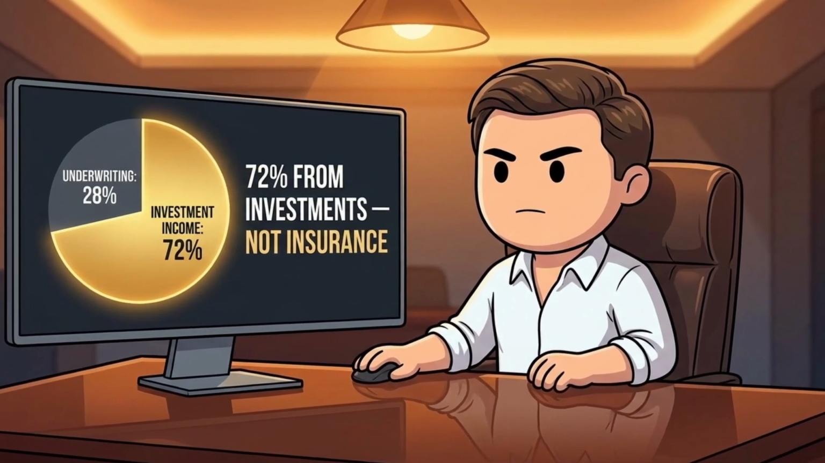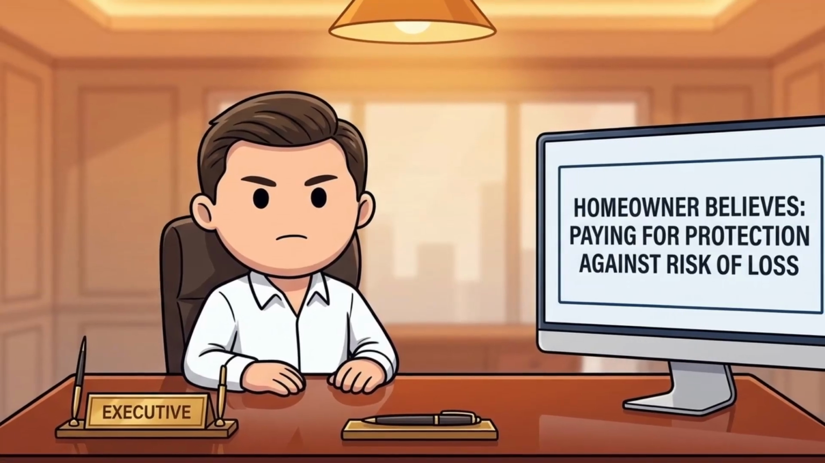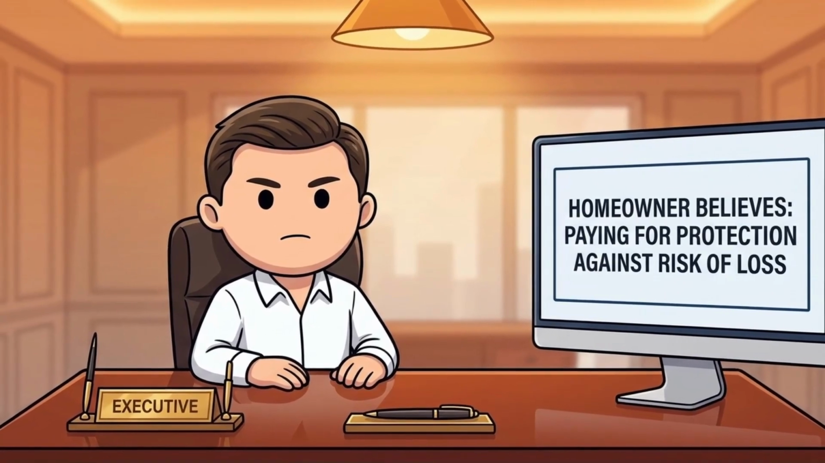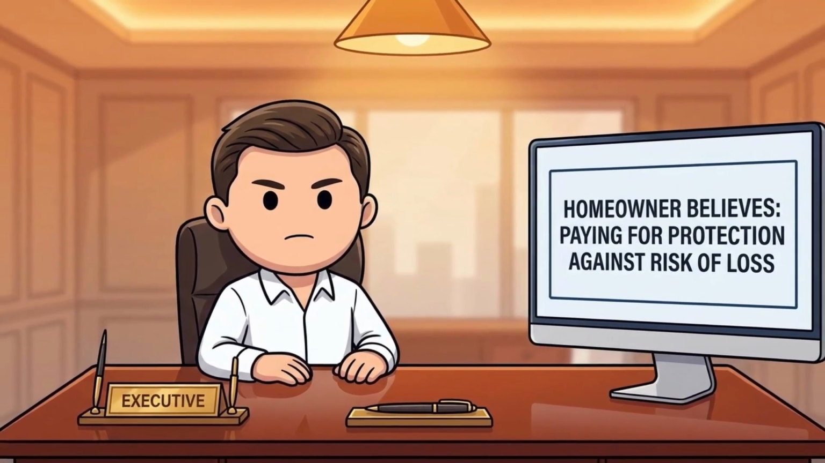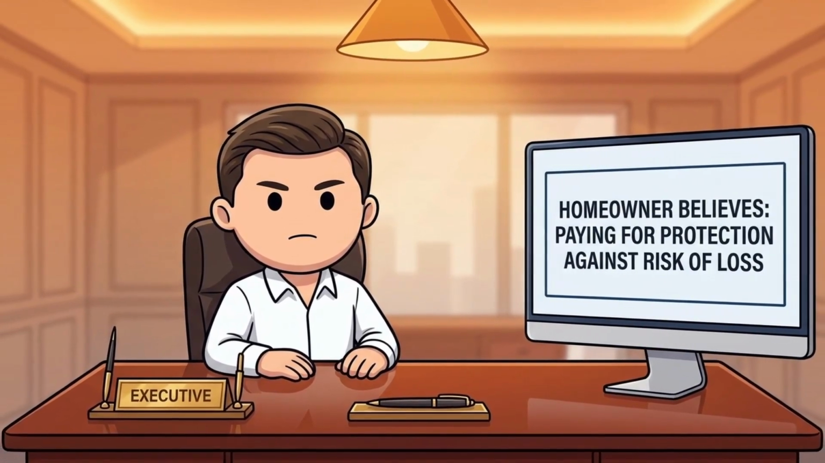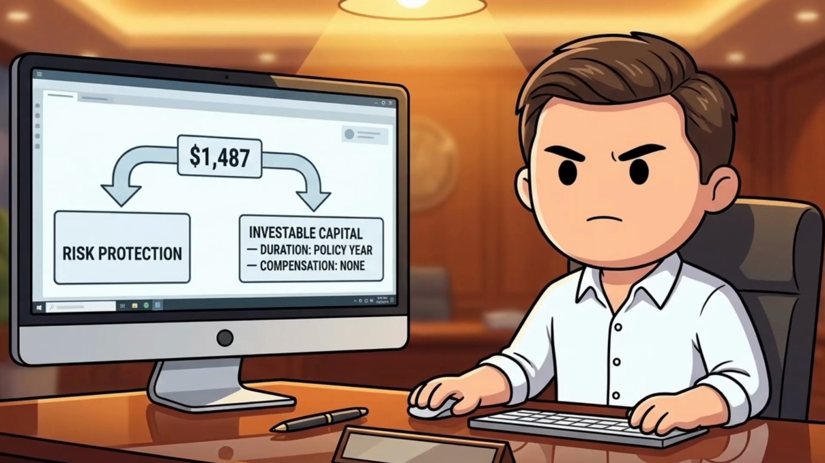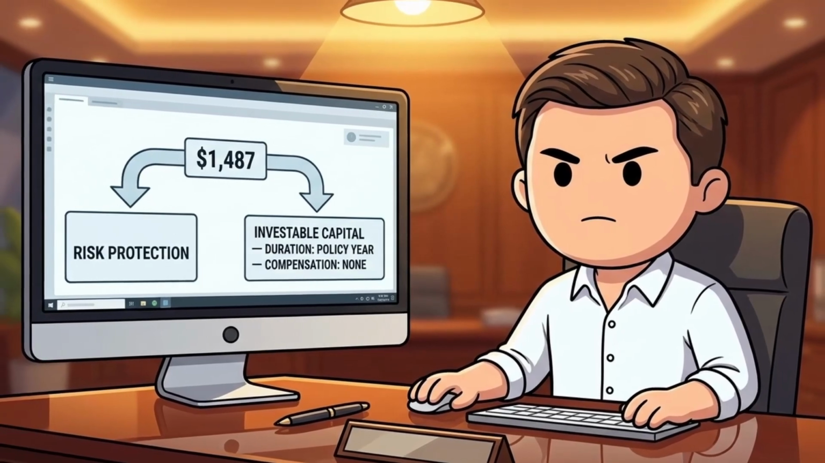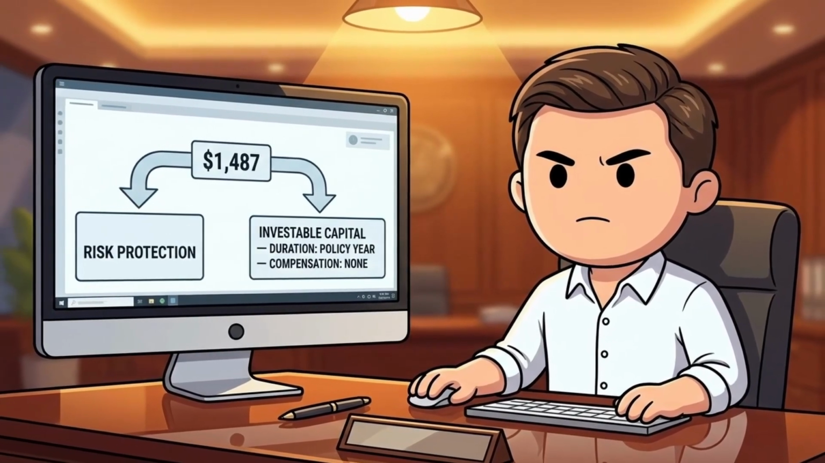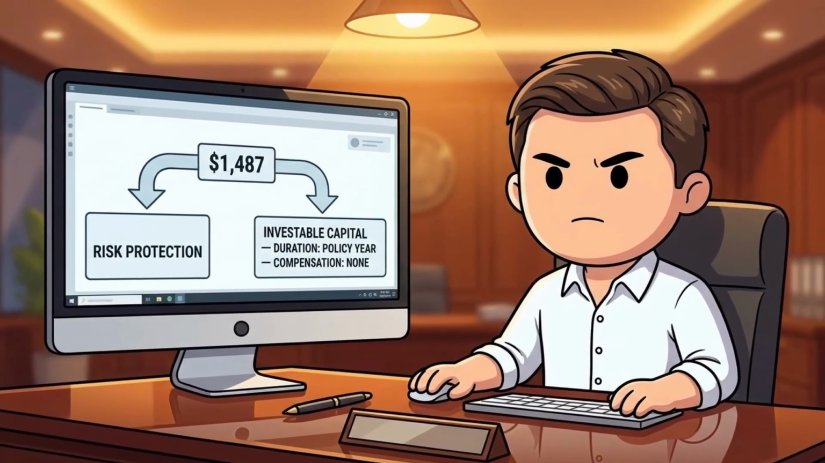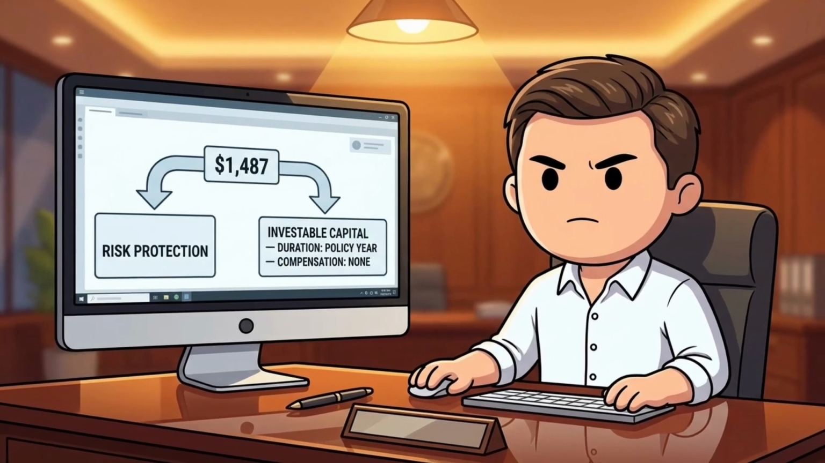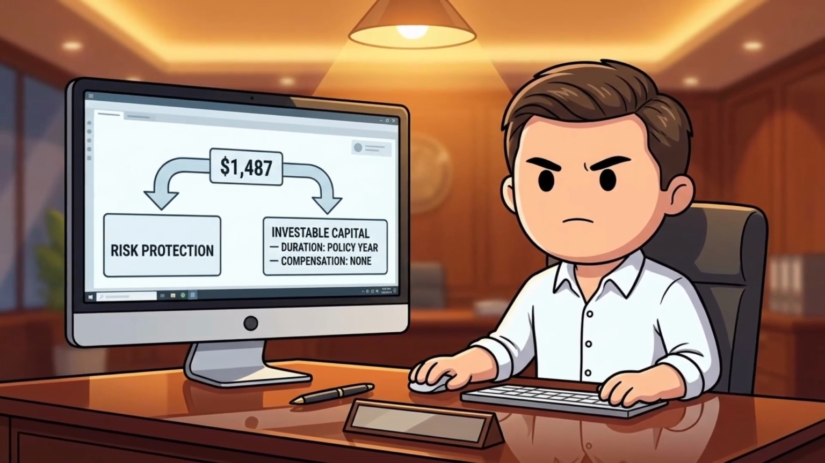This is the architecture. The homeowner paying $1,487 a year believes he is paying for protection against the risk of loss. He is paying for protection against the risk of loss. He is also providing the company with approximately $1,487 of investable capital for the duration of the policy year, in exchange for which the company pays him nothing.